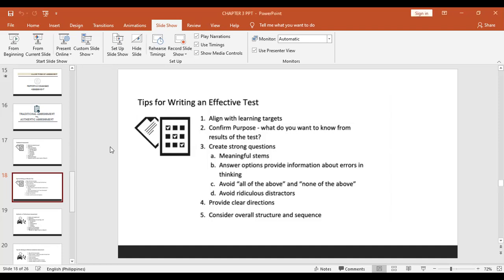Number 2, confirm purpose. What do you know? What do you want to know from the results of the test? Even po yung test papers natin, no? They should have objectives, they should have goals, able for us to identify the learning of the students here. Okay, so next, number 3, create strong questions.